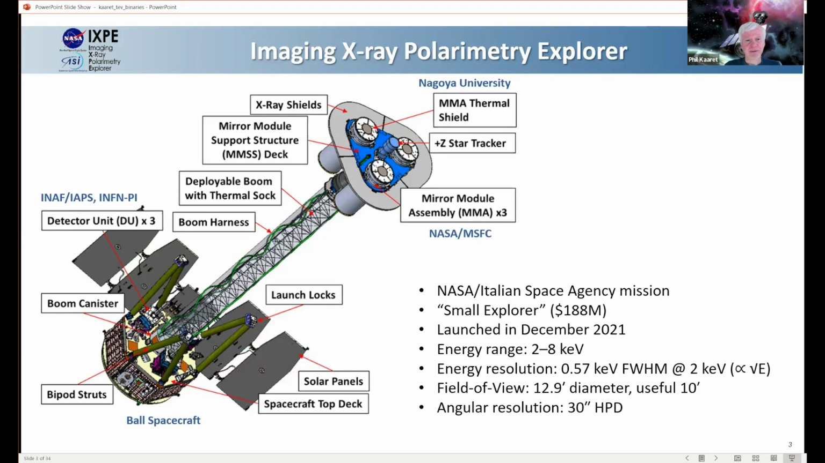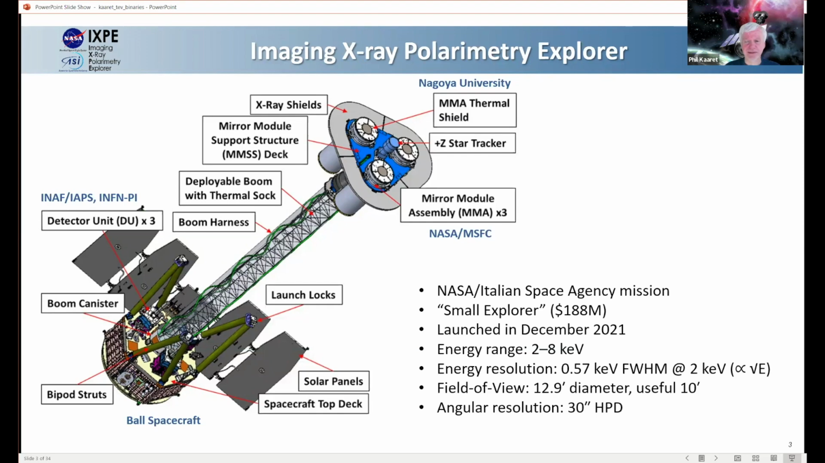The Italians built the polarization detectors. The Marshall Space Flight Center built the mirrors, and then NASA paid for the spacecraft and most of the operations. The Italian Space Agency also provides our ground station and a lot of support to the Italian science community. It's a so-called small explorer, which is the budget for construction in the first 2 years of operations was $188 million. It was launched in December 2021.